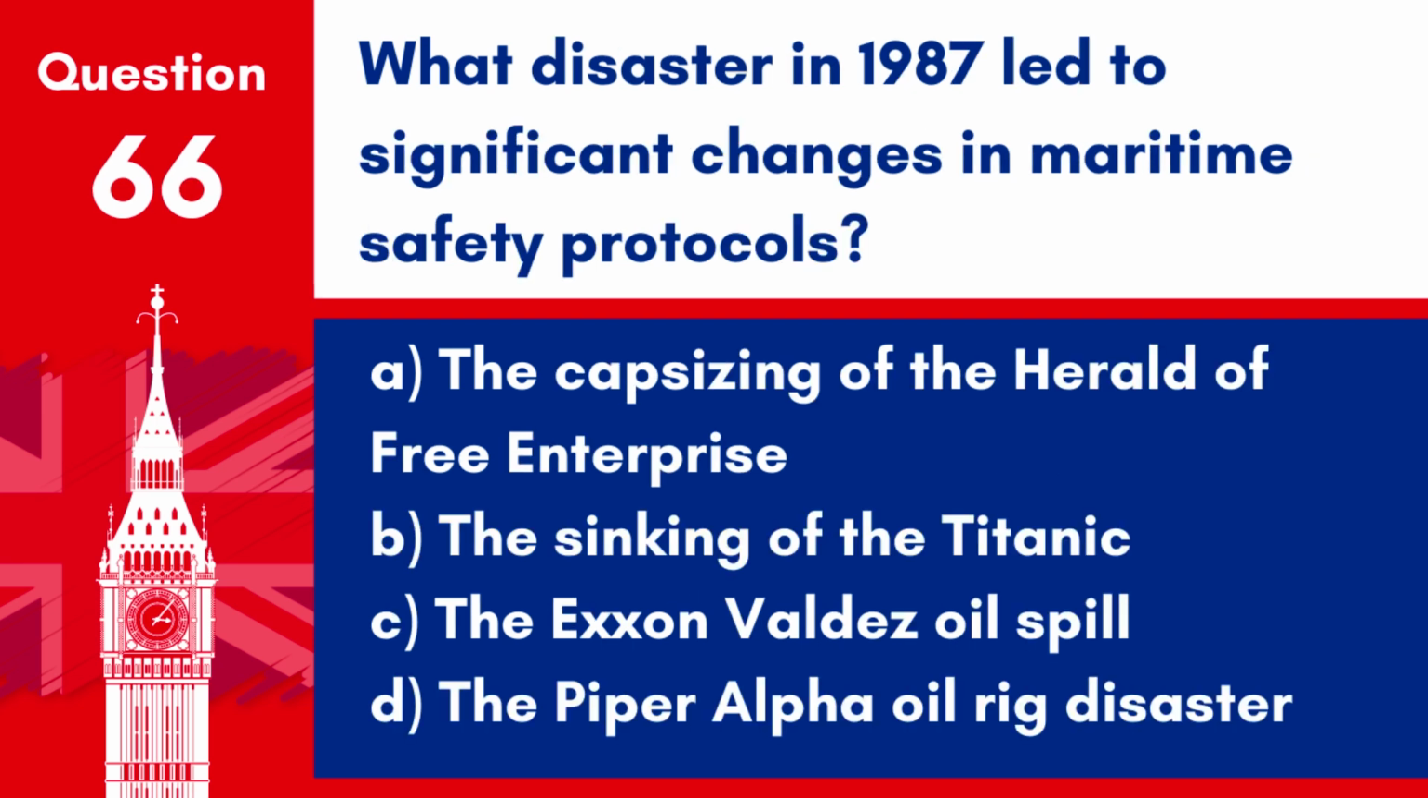Question 66. What disaster in 1987 led to significant changes in maritime safety protocols? A. The capsizing of the Herald of Free Enterprise. B. The sinking of the Titanic. C. The Exxon Valdez oil spill. D. The Piper Alpha oil rig disaster.